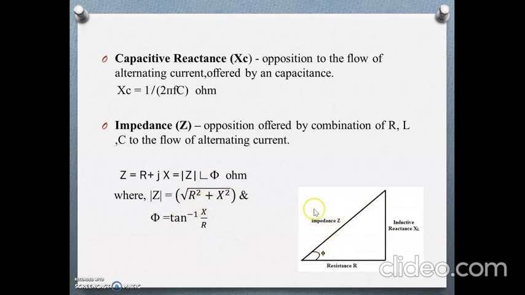The figure in the corner indicates the impedance triangle. The impedance triangle is the graphical way of relating resistance R, inductive reactance XL and the impedance Z. This horizontal line indicates the resistance capital R, the vertical line indicates inductive reactance XL, and the line joining these two indicates the impedance Z, and this is the phase angle phi. This is known as the impedance triangle.